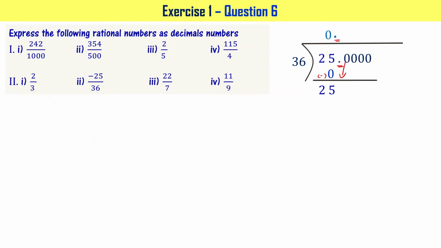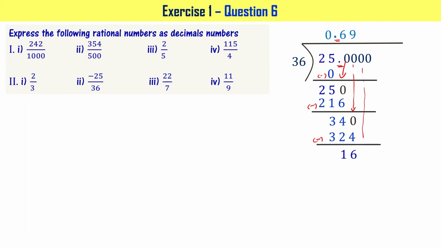When I do that, I have 250. Now 6 times 36 is 216. Let's subtract that from 250. We have 34 as the remainder. Then let's bring another 0 down. It becomes 340. 36 times 9 is 324. You subtract that from 340. So the answer is 16. Let me now bring another 0 down.